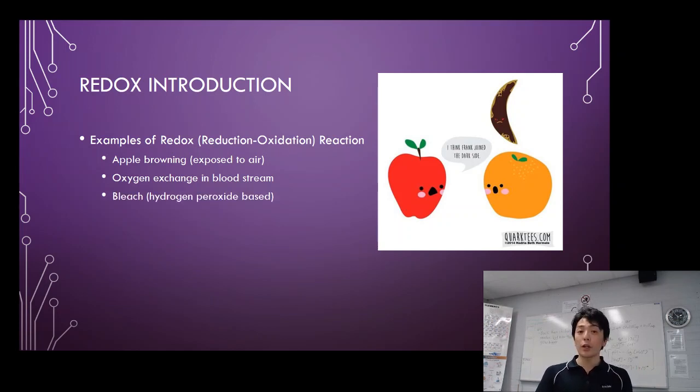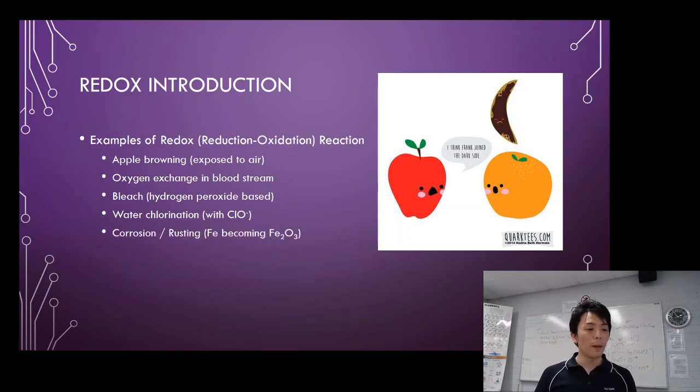Bleach, hydrogen peroxide based, for example. When hydrogen peroxide releases oxygen, it oxidizes stains, and then the stain will change color. Again, that's a redox reaction. Water chlorination using ClO-, called the hypochlorite ion. Water is purified by adding chlorine gas to it, and then by having hypochlorous acid, you can kill the bacteria or algae that might get into your water system.